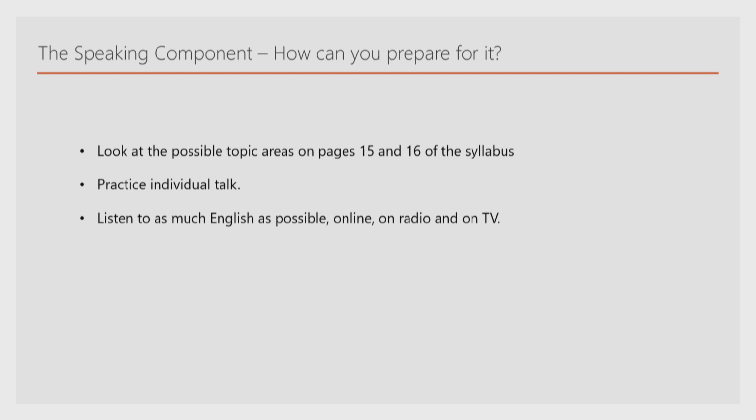Let us now ask ourselves how we can best prepare for this assessment. Speaking in front of examiners can be quite daunting, but there are things that can be done to get ready for this examination. Firstly, you are advised to go through all the topic areas listed in the syllabus. The syllabus is available on the MES website, and you can find the list of topic areas on pages 15 and 16.